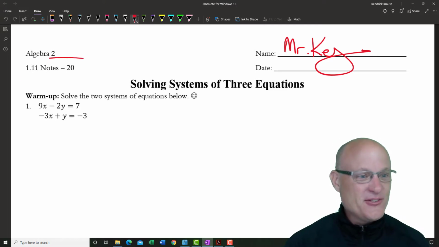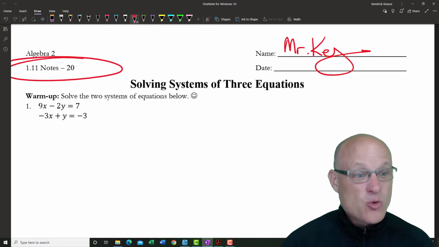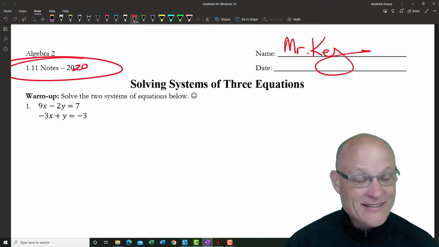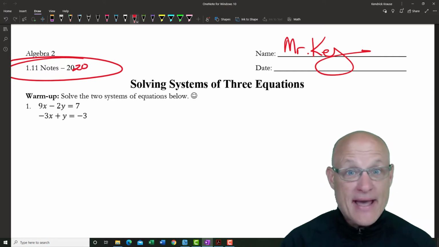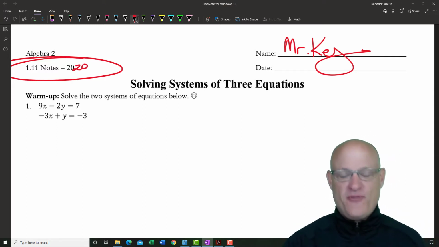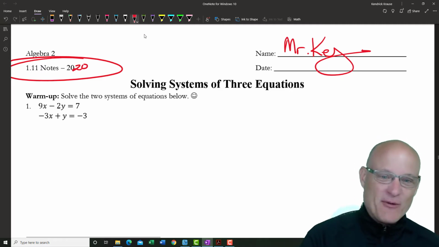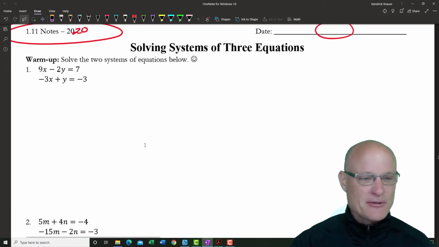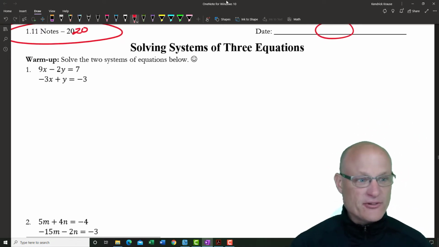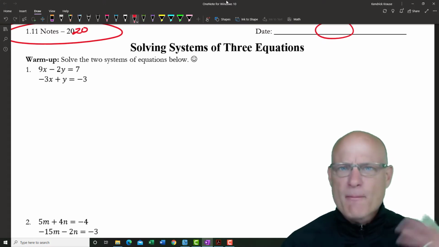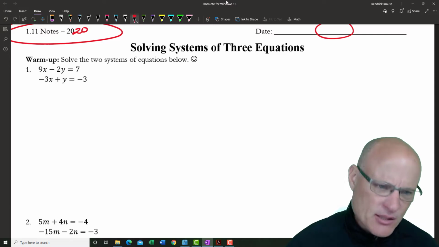All right, so this is Unit 1.1. 2020, the year of the crazy mask. I should wear a mask and do a video. That would be awful. Okay, we're going to solve systems of three equations. But if you remember a couple days ago, we solved a system of two equations. So I'm just going to remind you how to do that, and then we're going to move on.